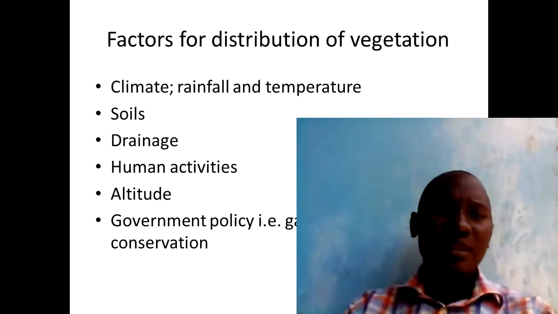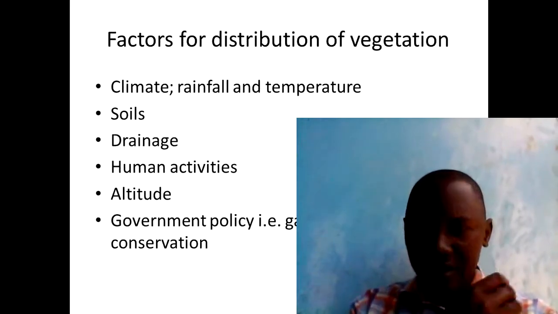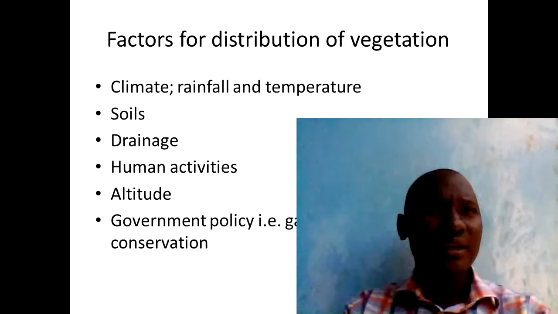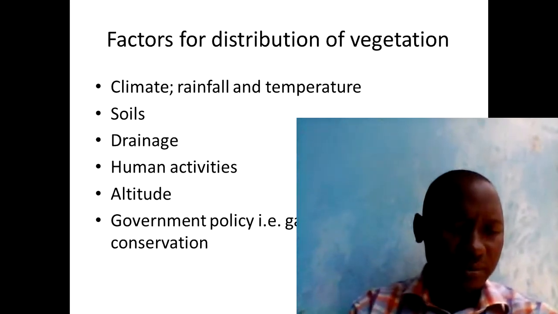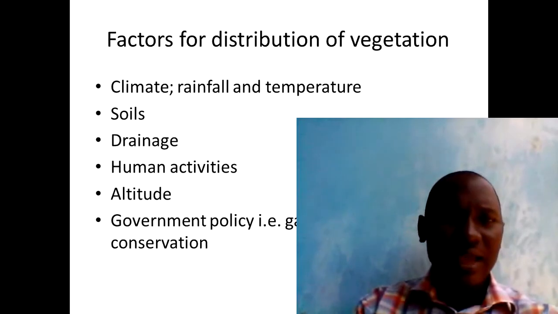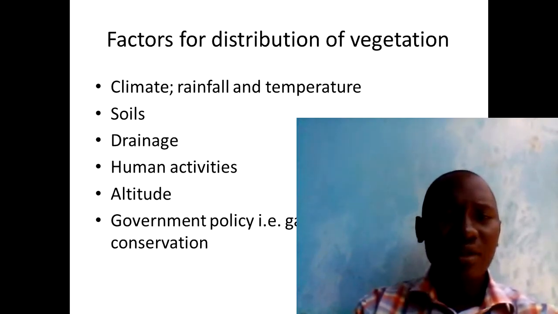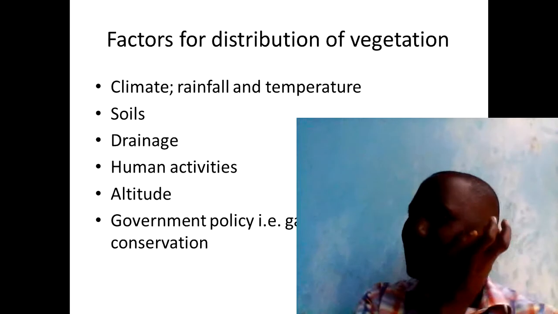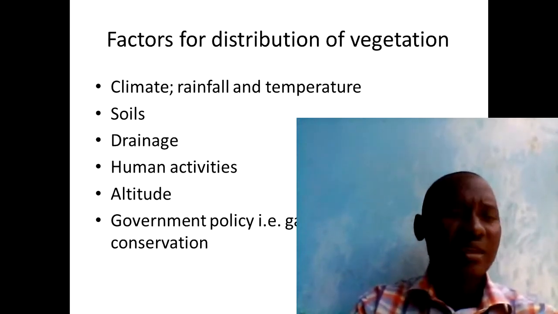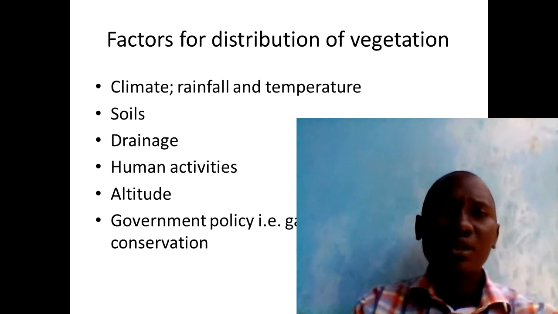So having looked at the types of vegetation that are found in these areas, we need to understand the factors for their distribution. One of them is climate, and under climate we are looking at rainfall and temperature, because we know that rainfall and temperature are the most important elements of weather as far as plant growth is concerned. So areas that receive high rainfall amounts and high temperatures are characterized by luxuriant tree growth, and therefore these are areas where you find the tropical rainforests.